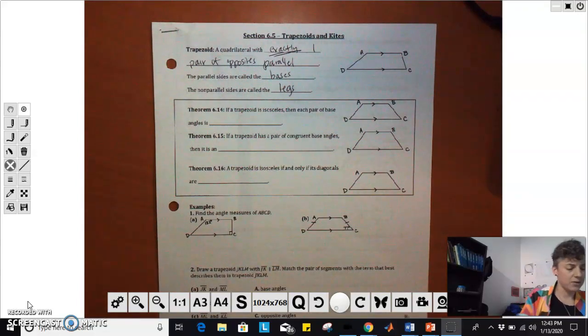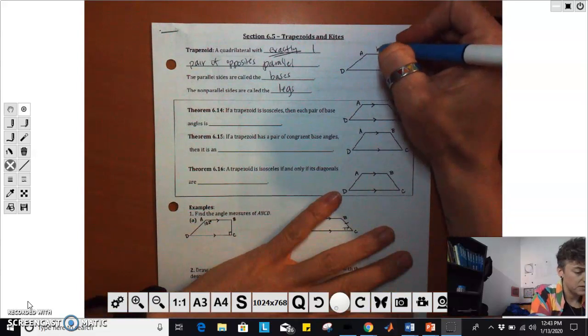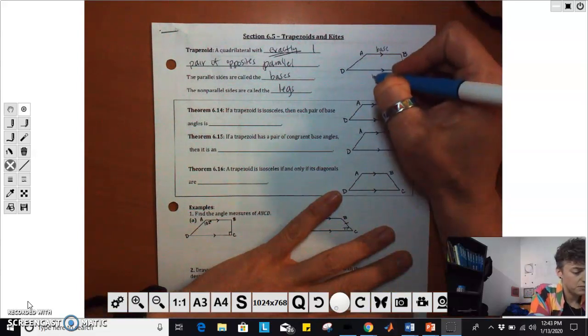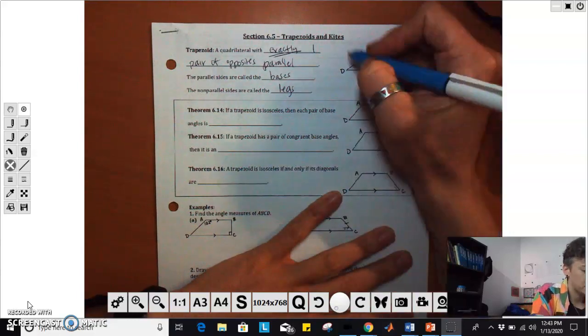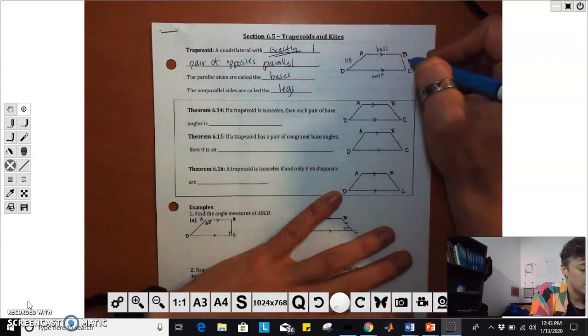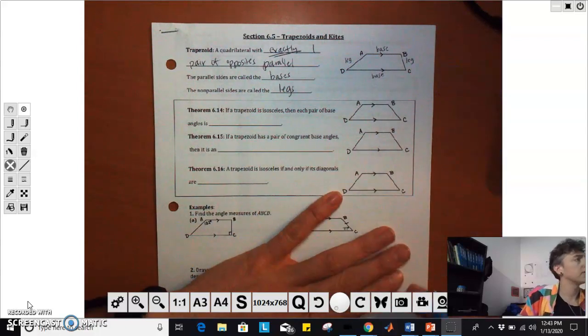So let's go ahead and label our picture up here. We got a base on the top, we got a base on the bottom. Those are our parallel sides. And our non-parallel sides are our legs.